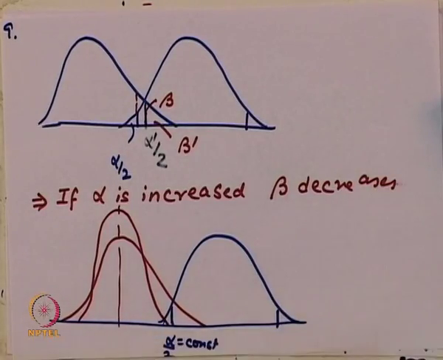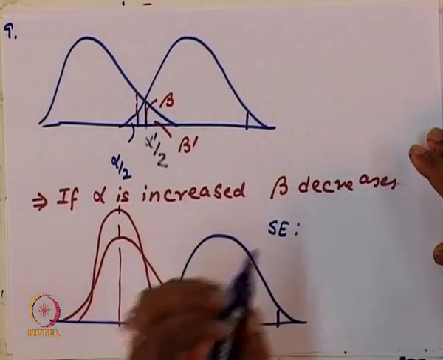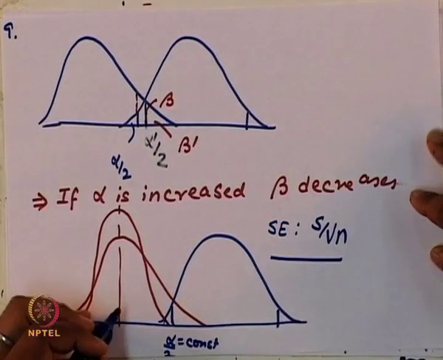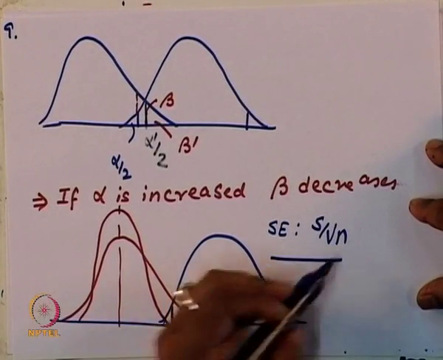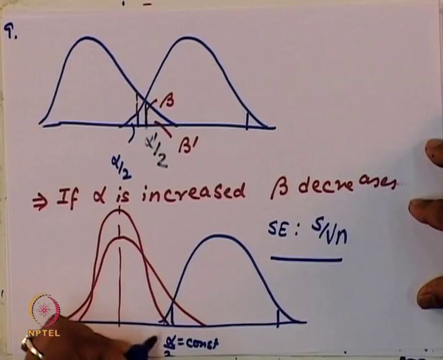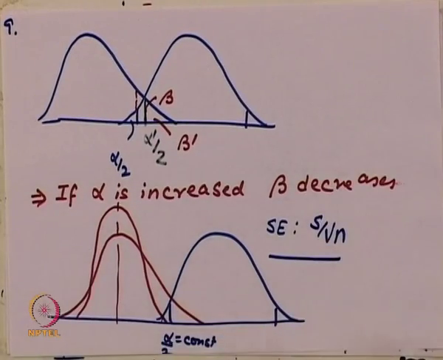because the spread of this is dictated. So you know your standard error SE is S by root of n. So if you increase your sample size, then this will keep on decreasing, so that for the same value of alpha you keep on reducing the value of beta. So this tells you that for a lower value of alpha you can even decrease beta by increasing the sample size.